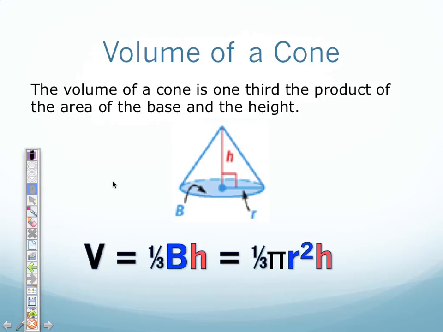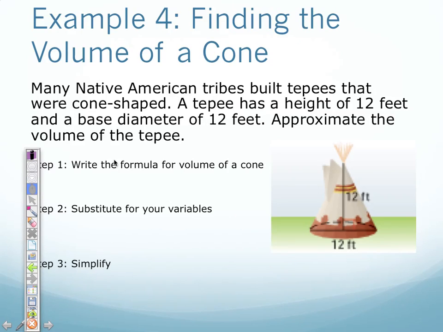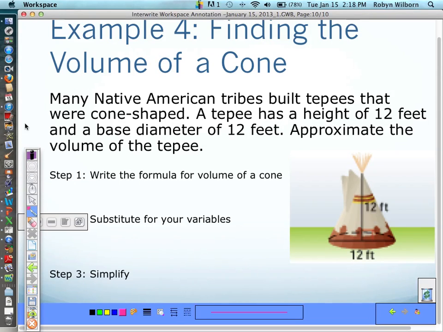All right, let's try an example. Many Native American tribes built teepees that were cone-shaped. A teepee has a height of 12 feet and a base diameter of 12 feet. Approximate the volume of the teepee. So again, steps don't change. First we write the formula. The volume of a cone that we're going to use is volume equals 1/3 pi r squared times the height, or h. Then we're going to substitute in.